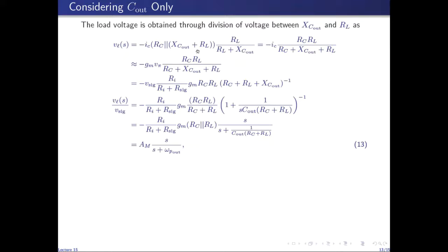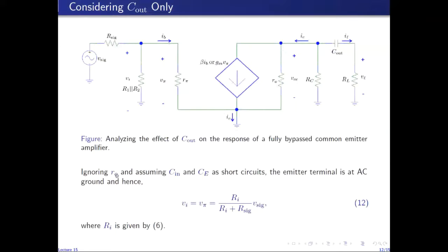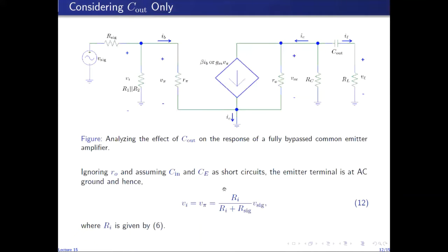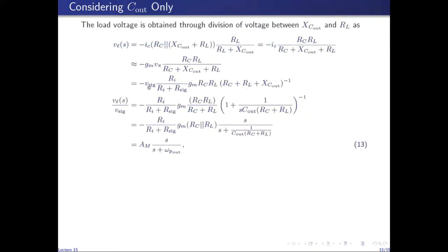So VL is given by the voltage division of this voltage between RL and XC out, and is given by this expression. We can open this parallel combination, and XC out plus RL in the numerator will get cancelled out with the denominator, and we'll be left with RC plus XC out plus RL in the denominator. Again, for simplicity, we have ignored R naught. So ignoring R naught, IC becomes equal to gm V pi. Replacing IC with gm V pi and replacing V pi using this expression, we get VL over V sig given by this expression.